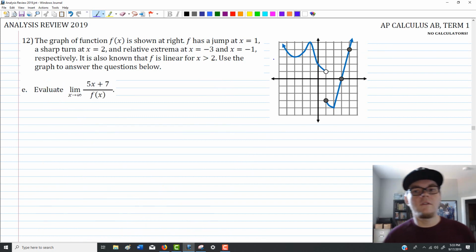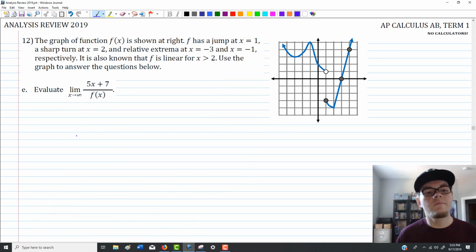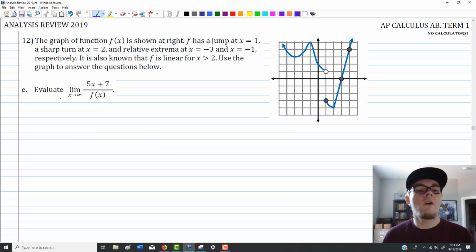Okay, that brings us to the final question on page 2. Heck yes, I'm excited. Are you excited? So on here, you're asked to evaluate the limit as x goes to infinity of 5x plus 7 over f of x. Truthfully, this is not unit 3. Like, let's just be clear for a second. This is not unit 3. This is literally directly off your unit 1 test.